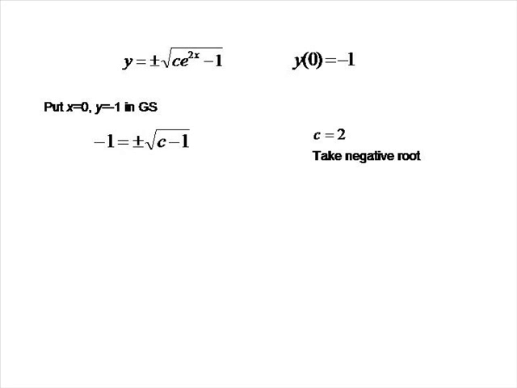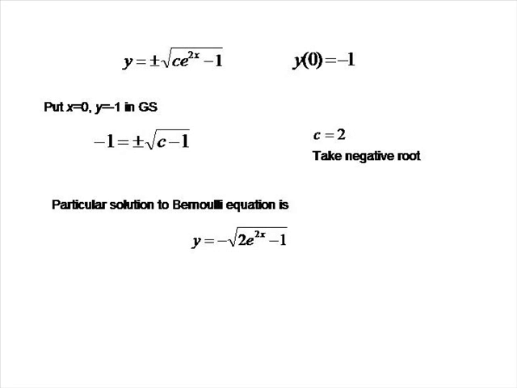First of all, it tells us we have to take the negative root. There's no other way we can get a negative number otherwise. Moreover, it tells us that c then has to take a value of 2. Hence, we can take our initial data and then construct our particular solution to the Bernoulli equation. And it's y equals minus the square root of 2e to the 2x minus 1.